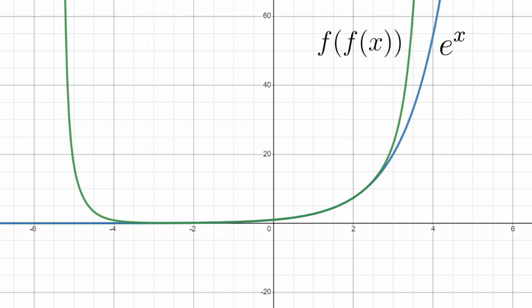And by the way, here's what f of x for the degree 8 approximation looks like, plotted against e to the x. F of x is in green and e to the x is in blue. And you can see how close they really are, at least in the vicinity we care about, which is near x equals 1.